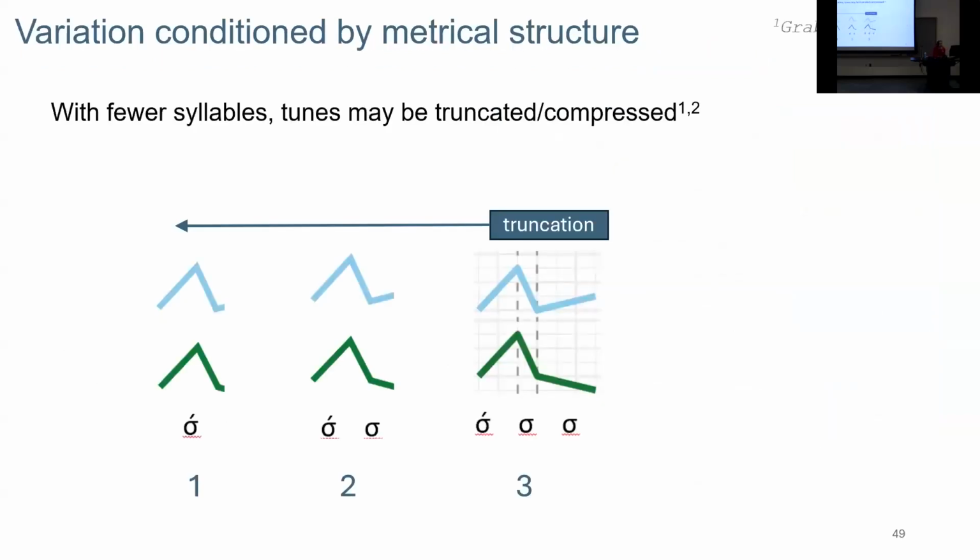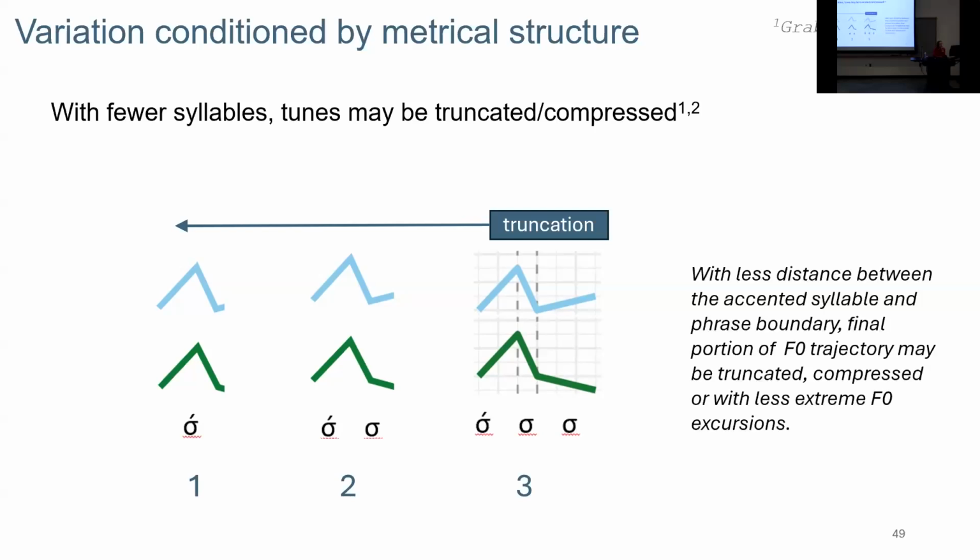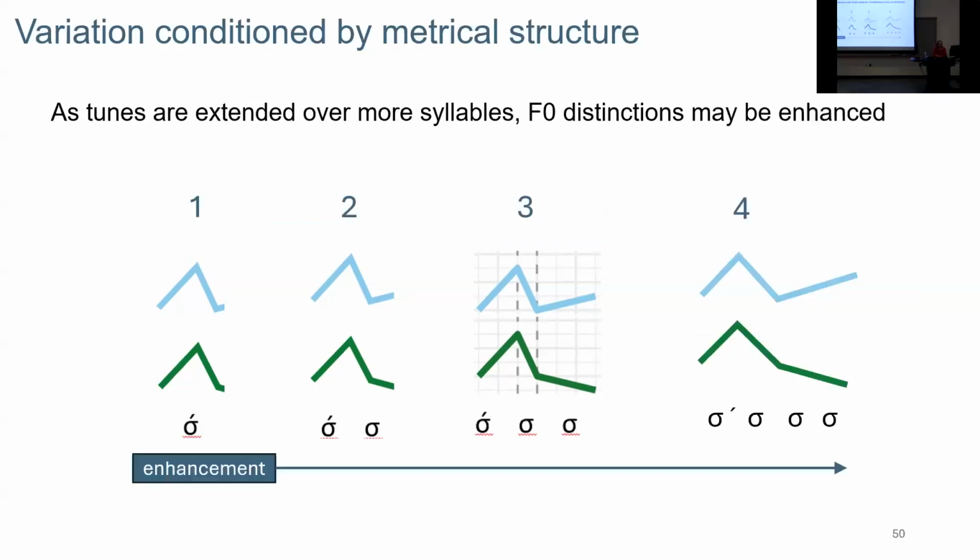So in this experiment, we're examining F0 trajectories of these tunes when produced over words with different numbers of syllables. Taking the tune that's produced over 3 syllables as our reference point, we consider what happens when there is less distance between the accented syllable and the phrase boundary. Here I'm showing you a scenario where we get truncation, so the tune is just chopped off in the shorter intervals. But compression and hypoarticulation or undershoot of the F0 excursions are other possible outcomes.